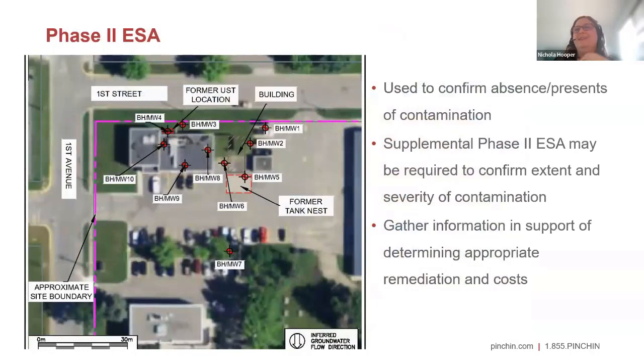So what does that mean? So we completed our phase 1. We looked at all these different factors, took them into consideration. And it looks like we potentially will need to do a phase 2. So a phase 2 is the actual sampling of the site to confirm whether or not there is contamination. So it's absence presence. If we do find contamination during our initial phase 2 site assessment, there could be a requirement that we need to do additional delineation to confirm the extent or the severity of the contamination. And we use this information to support determining the appropriate remediation and costs associated with cleaning up the property. Next slide, please.